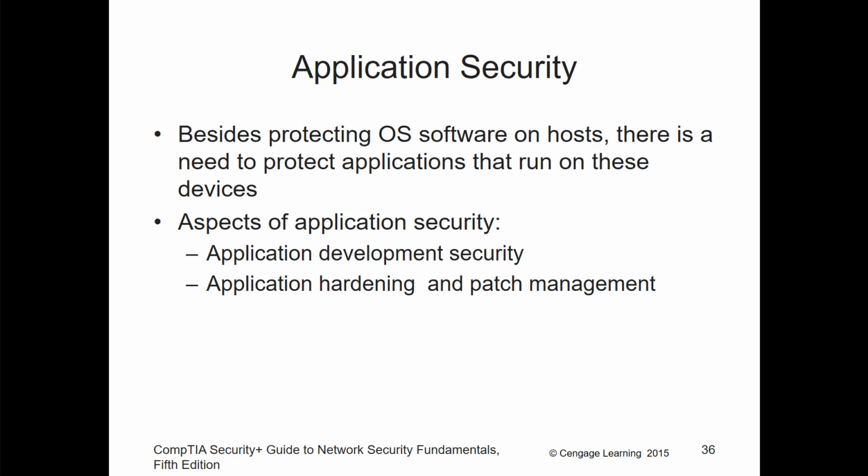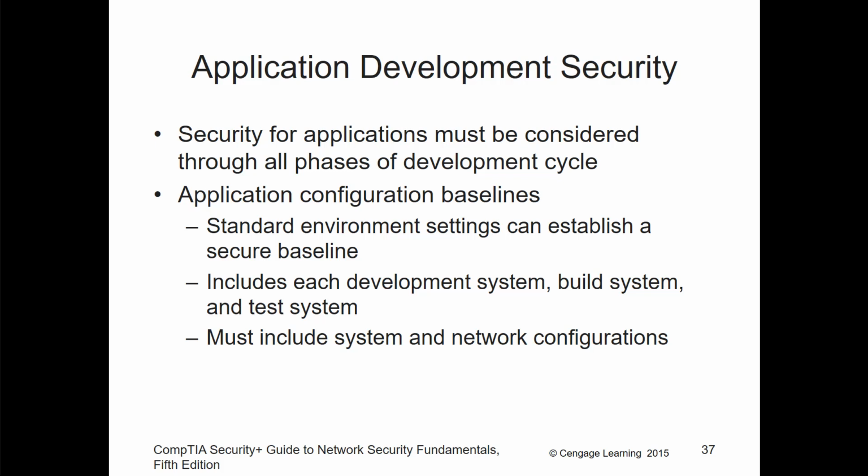Besides protecting the operating system, you also have to look at the applications running on that. So the aspect of application security is development security and hardening and patch management for the different applications. Application development for security deals with understanding the life cycle for development, and application configuration for a baseline, that way you can see how an application is actually being secured, how it's actually functioning, and then after a patch, make sure it's meeting at least that base level.